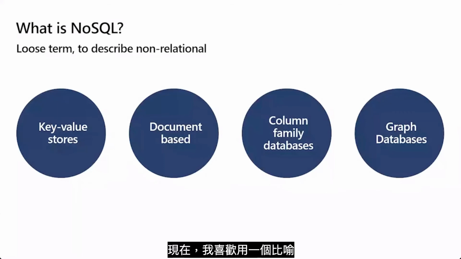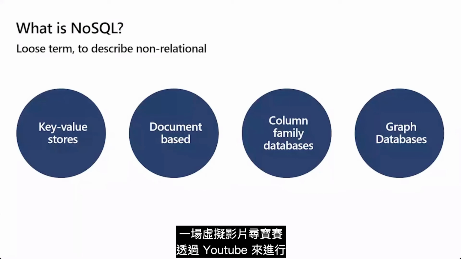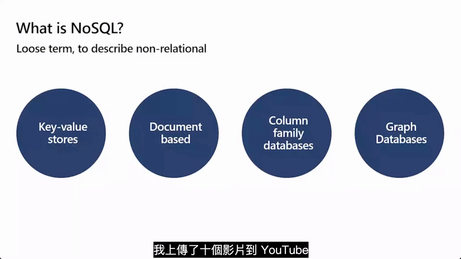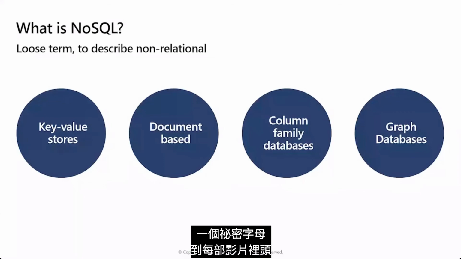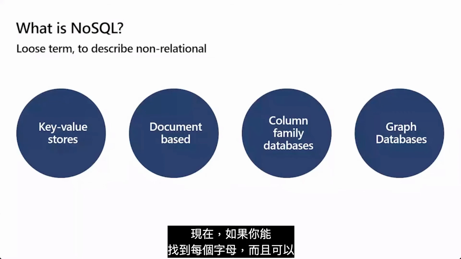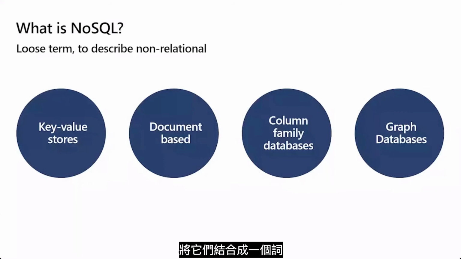Now, an analogy that I like to use to explain column family databases a little bit more is, let's imagine I held a virtual video treasure hunt through YouTube. I uploaded 10 videos to YouTube. Each video is 10 minutes in length. And I tell you that I have hidden a secret letter inside each of these videos. Now, if you were able to find each letter and combine them to form a word, then the secret word is actually the location of the prize for the treasure hunt.